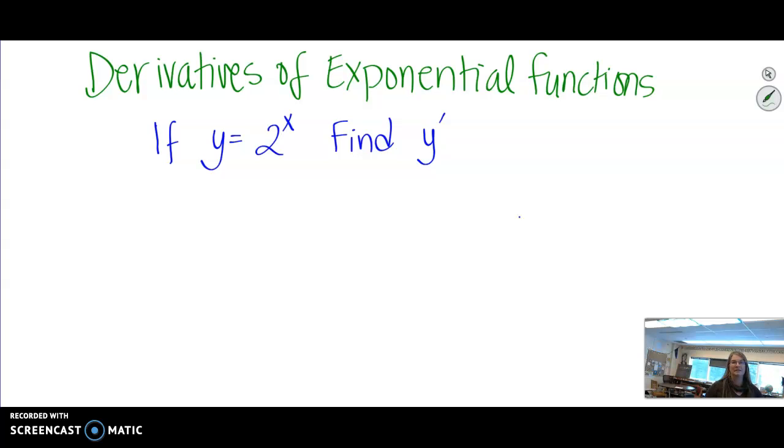Hey there, let's take a look at how to find derivatives of exponential functions. And then we can look at the antiderivative as well. So if you have a function y equals 2 to the x, it's exponential because the variable's in the exponent.